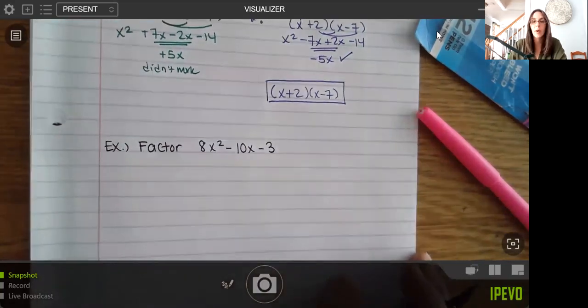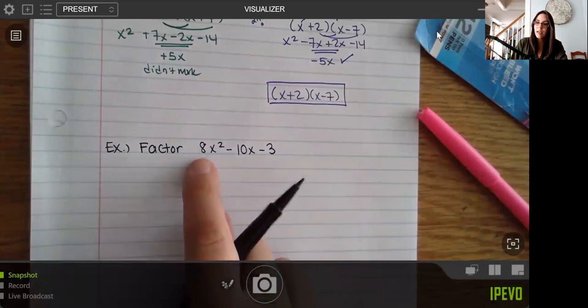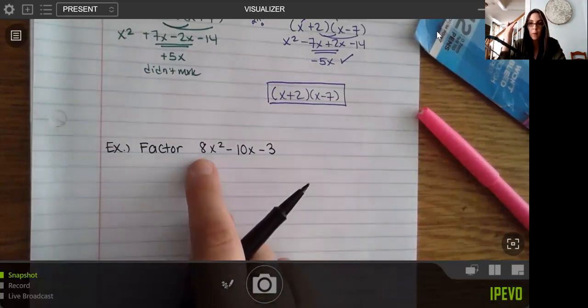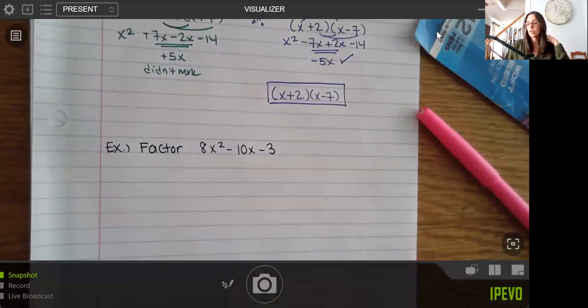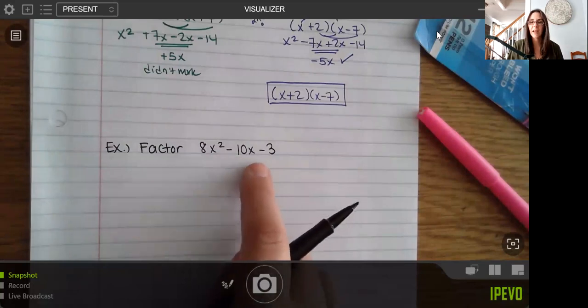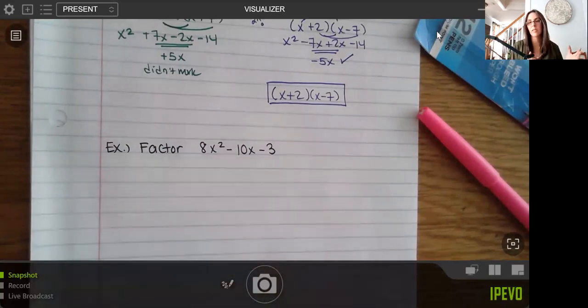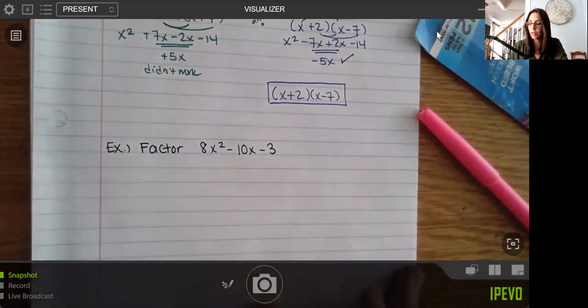Here I have 8x squared minus 10x minus 3. So it's a little bit harder now because I don't just have an x squared there. I actually have a number, so I'm going to have more options to choose from. I usually like to make sure my initial term is positive. I think it's easier, but if the other terms are negative, it's fine. I'm not going to factor out a -1 for my GCF here. I tend to only do that if my leading term is negative. I just think it's easier to start with a positive term.